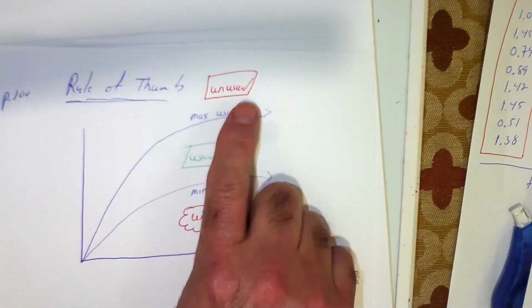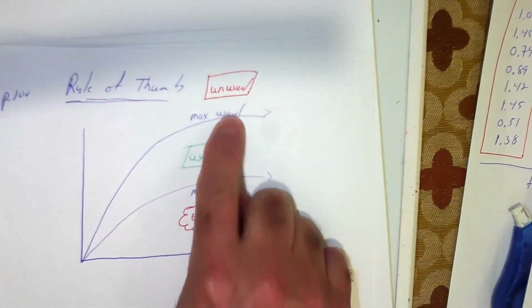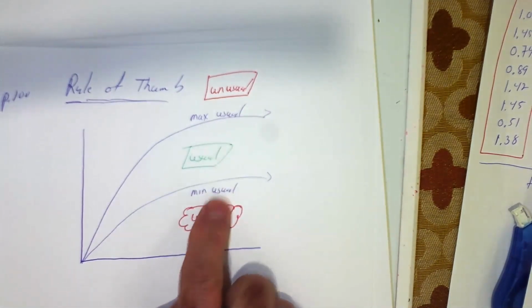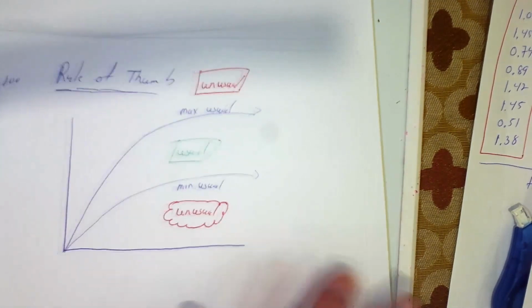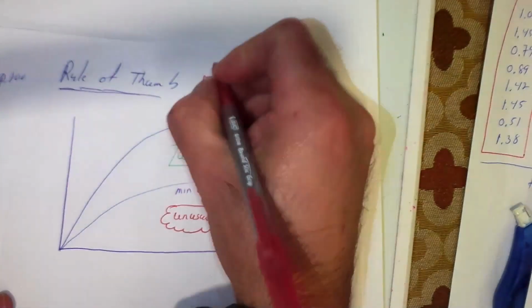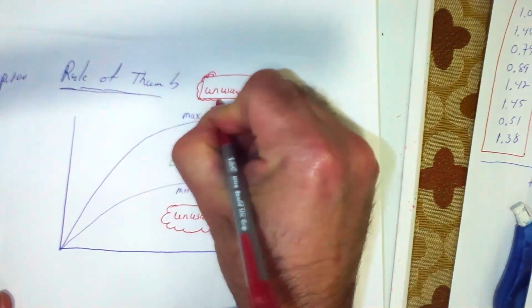Okay, guys, let me show you my picture again. You have your unusual, and if it goes above, in between is usual. Anything below the minimum is unusual. Oh, what did I do? I was supposed to put the Lumpy Space Princess symbol in it.